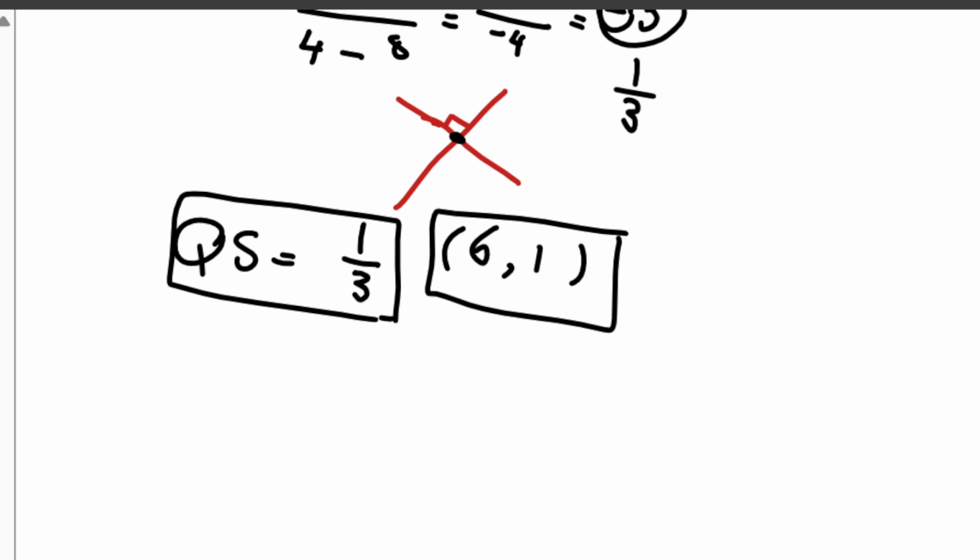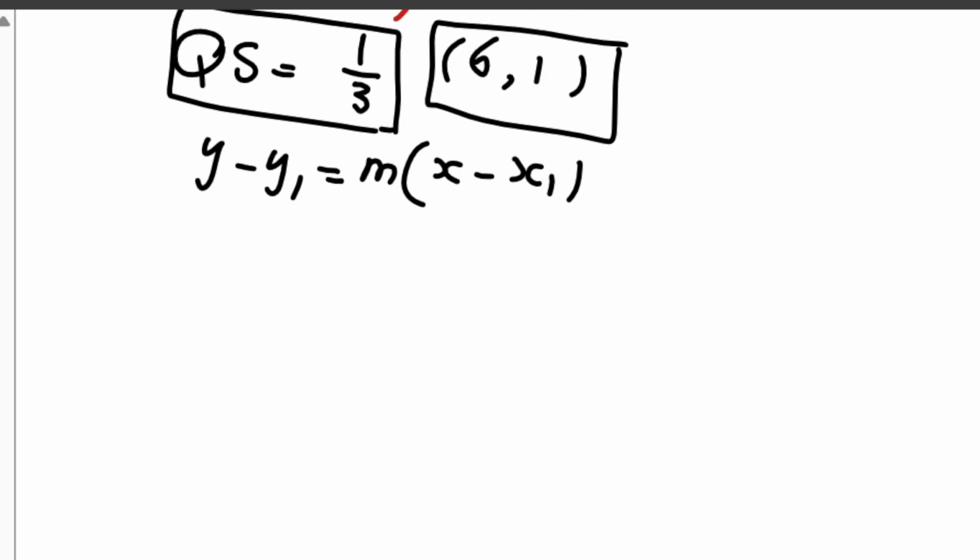If you have the slope and you have a point, can you write the equation of the line? Yes, we can. There are many ways to do that. I do prefer to use the point-slope form, which is y minus y1 is equal to m times x minus x1. Let's plug in the values. y1 is the value of y in the point, which is 1, equals m, the slope, which is 1/3, times x minus x1. x1 is 6, I'm sorry.